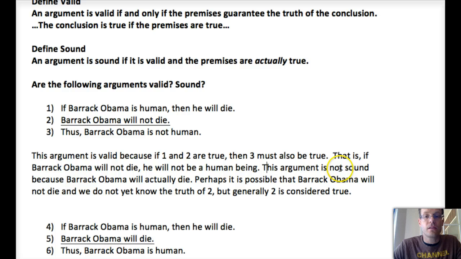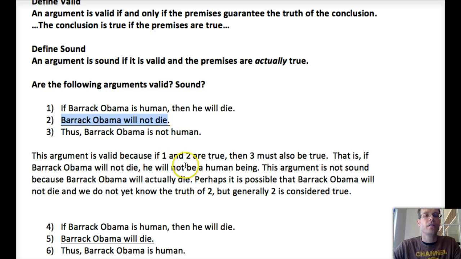Now, we've done validity, but remember you've got to finish and do the next part, which is soundness. This argument is not sound because Barack Obama will actually die. Perhaps it's possible that Barack Obama will not die, and we do not yet know the truth of 2, but generally it's considered that he will die. So we would consider this argument to be not sound because 2 would be false. In other words, Barack Obama is going to die one day.